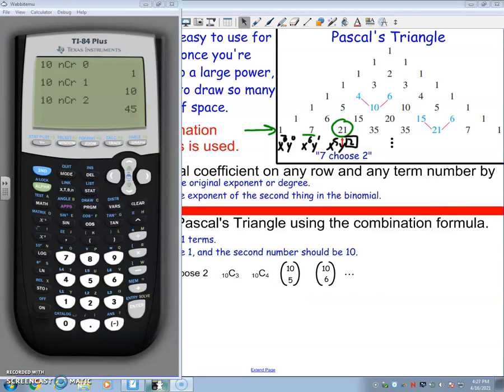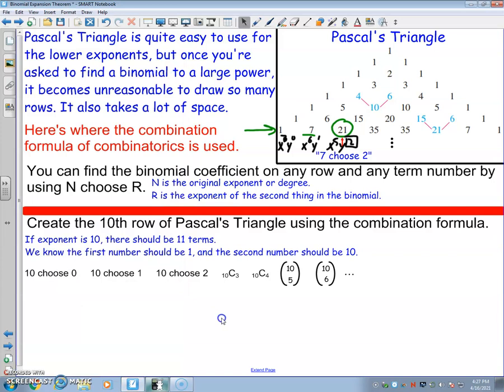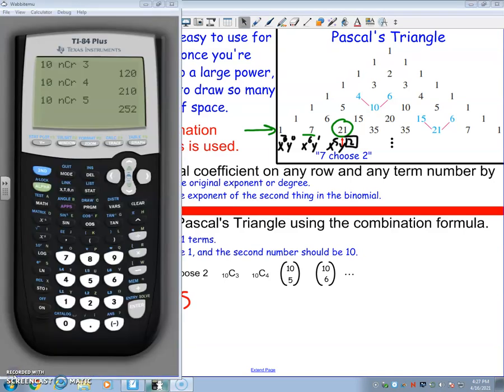All right, so notice the first three are going to be 1, 10, 45. I'm going to do the next three. Notice the next three are 120, 210, 252. Then the next three are 210, 120, 45. That's 10 choose 6, 10 choose 7, 10 choose 8. And then here are the final two. 10 choose 9 is 10, 10 choose 10 is 1.